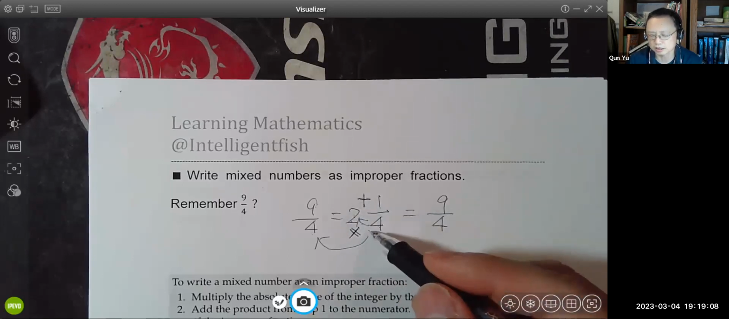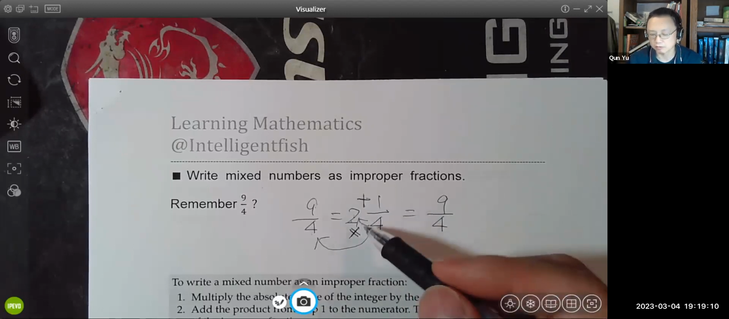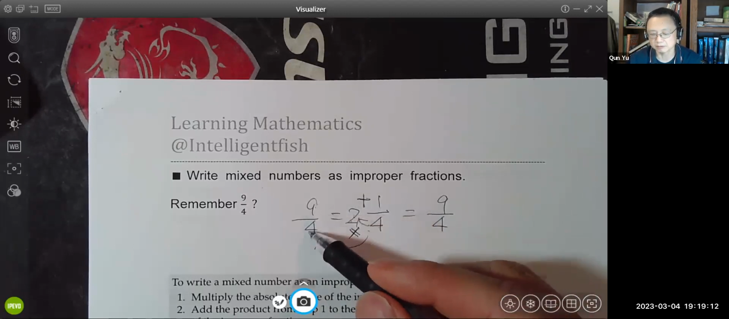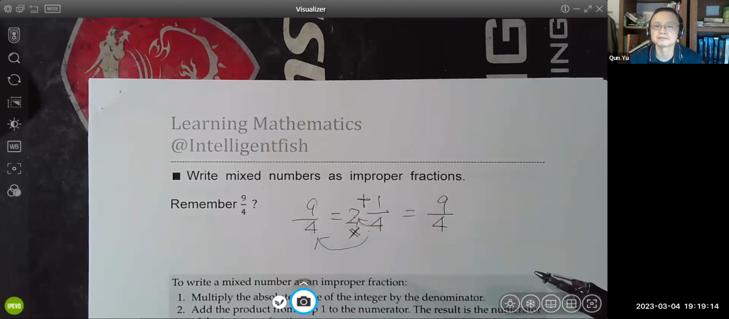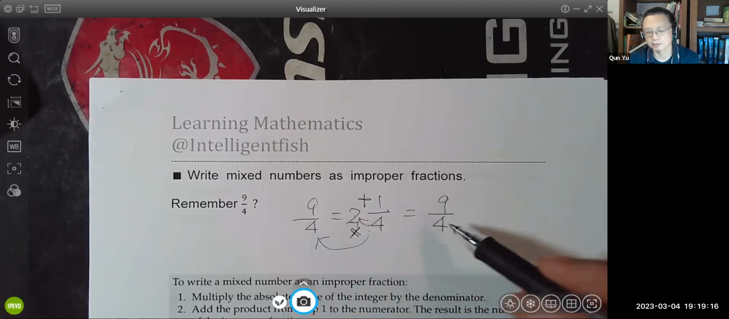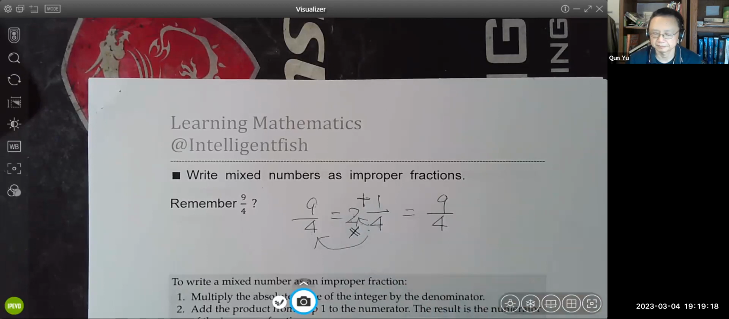We don't change the denominator. This is how we get 2 in the first place, by dividing by 4. So we don't change the denominator. So very simple process. Multiply, add.